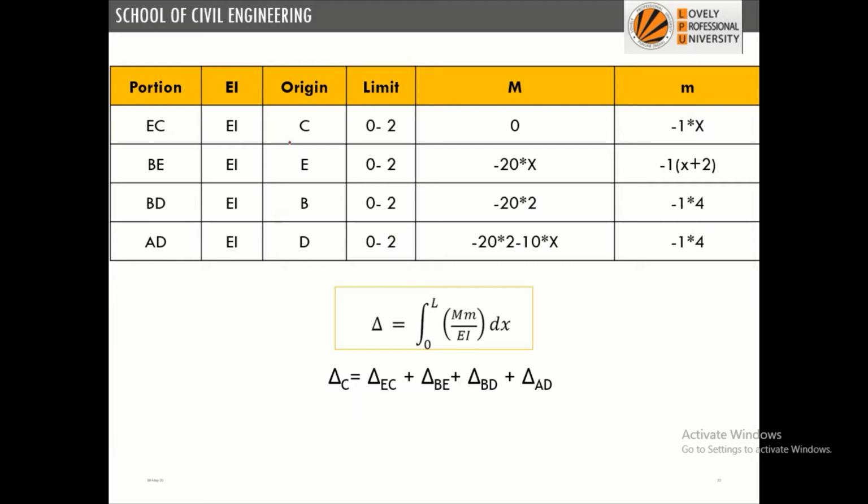So how do we calculate delta EC? Simply integrate from 0 to 2 m this value into this value. So this is 0 only, so no need to calculate delta EC. It is 0 because one of the terms is 0. For BE, we integrate 0 to 2, multiply minus 20x into minus 1 times x plus 2, dx upon EI. Again for BD, like this we will calculate all the deltas, and the summation of all the deltas will give you the final deflection at C.